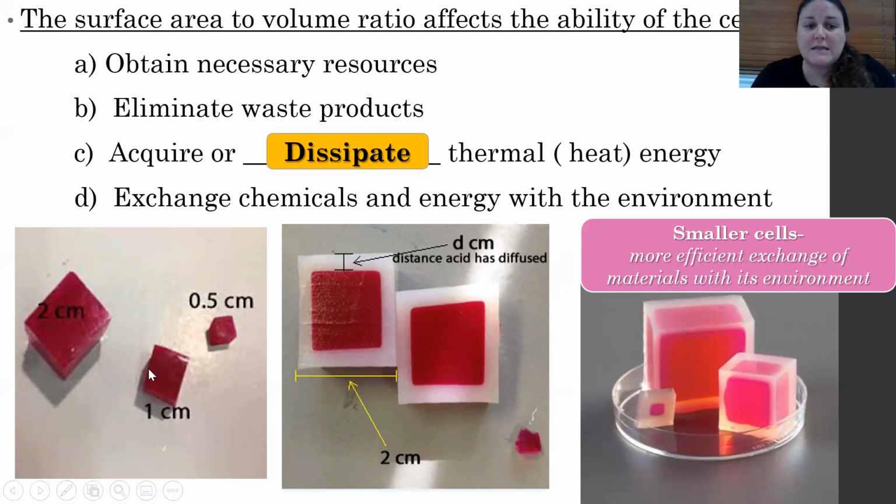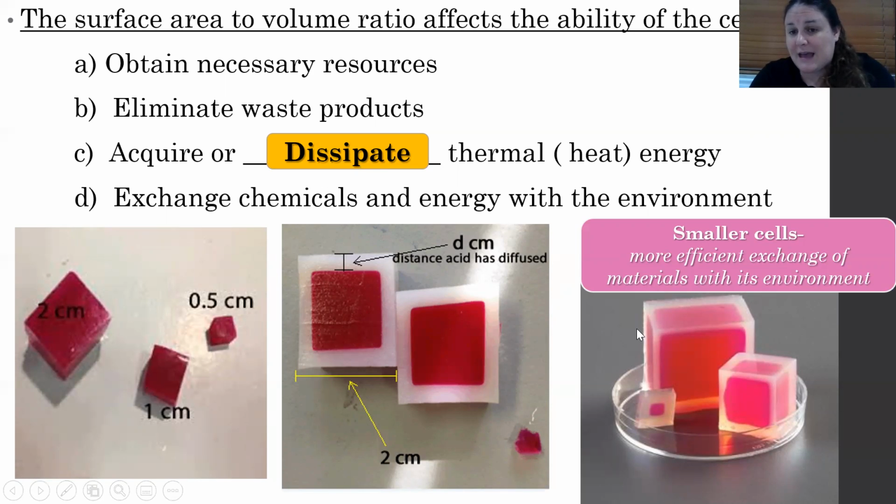And so with this indicator that we're using, it's going to change color in presence of an acid. And so we're going to put these agar blocks in vinegar, which is an acid. And the more color change there is, and we're going to measure the amount of color change, that's showing us how far the acid molecules were able to get into the cell. And so this is kind of the end result.